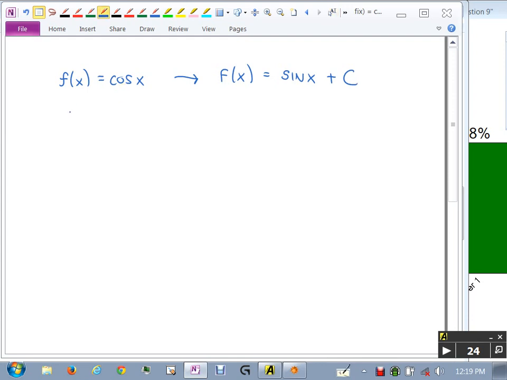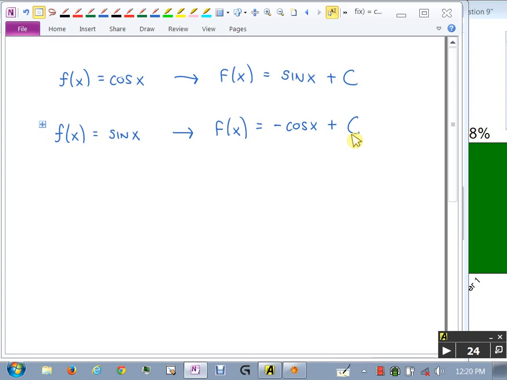So what would be another common one I should know? Sine x? So the derivative of what gives me sine? Negative cosine, right? Plus c. So you're always going to add a c, because this represents the entire family, right? We call this later on the constant of integration, but right now it's just our constant.